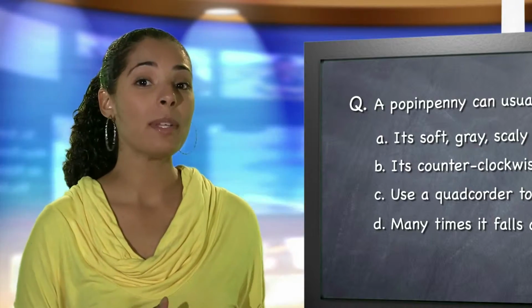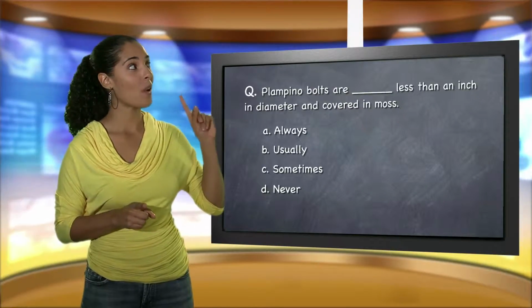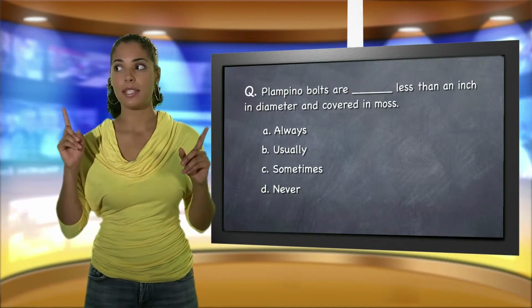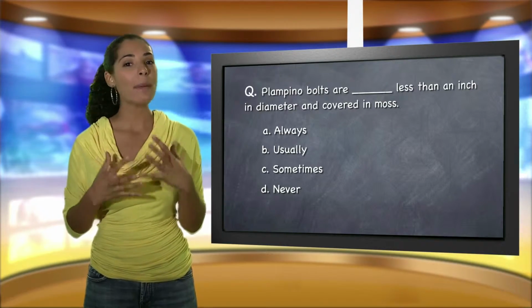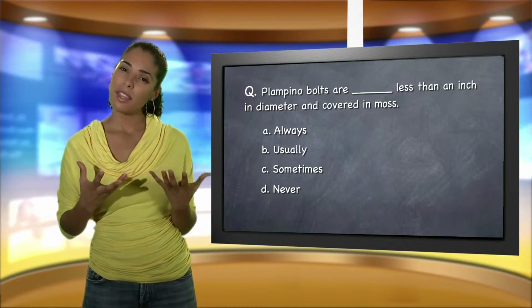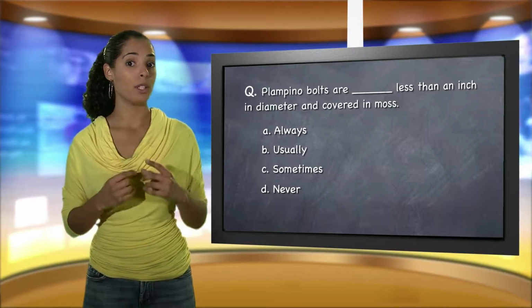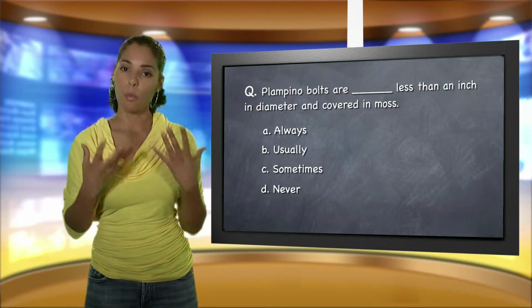So you can probably eliminate those and narrow down your choices. Now try this one. See how the 2 distractors, A, always, and D, never, they contain absolutes. And in life, absolutes are usually false. Think about it. Things are sometimes or usually one way or the other, but rarely are they always and never one way or the other.